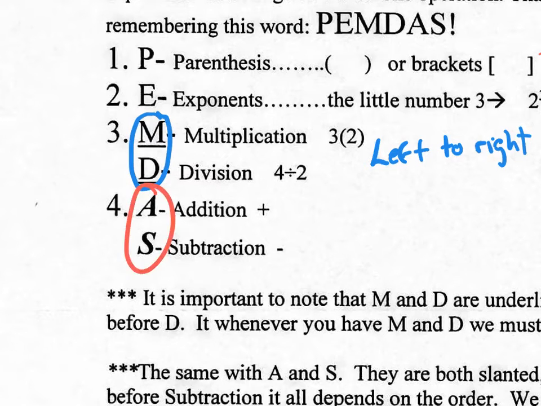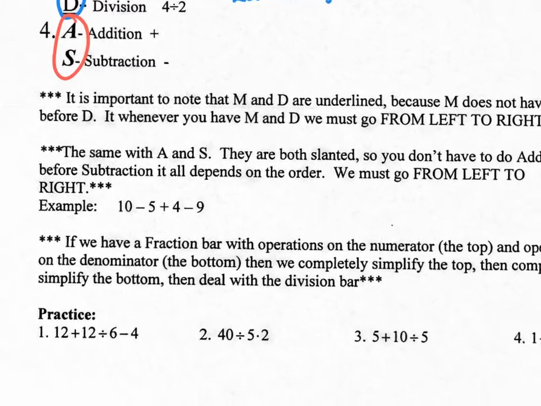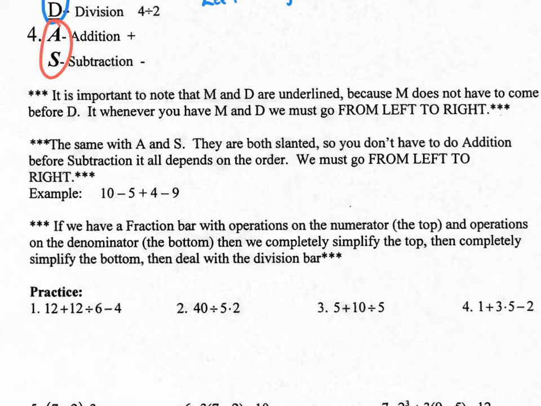Same thing with addition and subtraction. That's the last thing you look for, adding or subtracting. Okay? So you don't have to add before subtracting. Sometimes you subtract before adding. It depends what comes first from left to right. And that's exactly what I explained down here on the notes. When you have multiplication or division, go from left to right. When you have addition and subtraction, go from left to right.